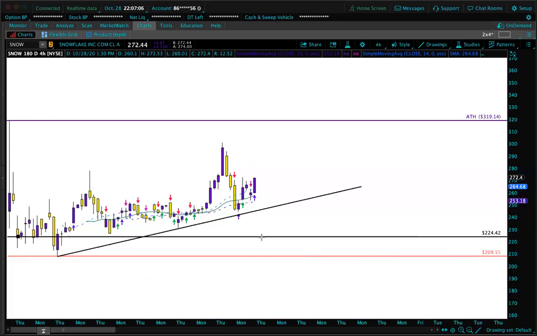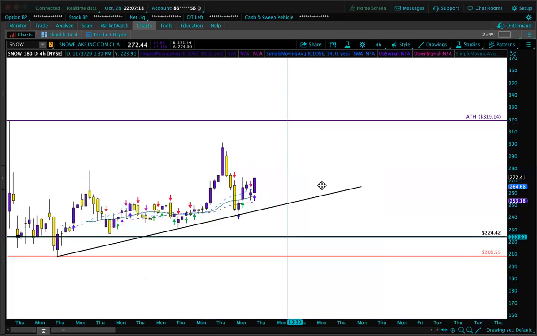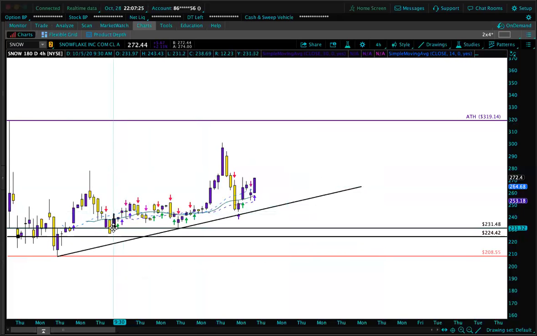We're going to duplicate our support level, and we're going to move that up to the next support, where you'll find the most demand for that price action. This would be another one, but I don't like it. I like this one here because it actually tests our rising trend line here.